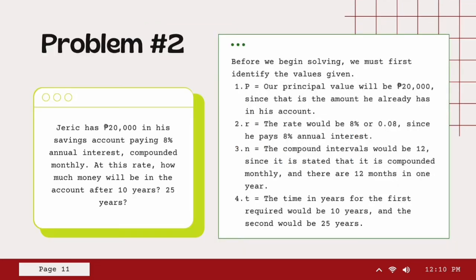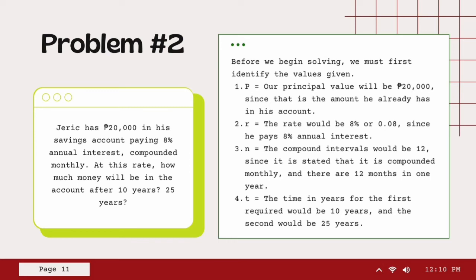Jeric has 20,000 pesos in his savings account, paying 8% annual interest compounded monthly. At this rate, how much money will be in the account after 10 years? 25 years? Before we begin solving, we must first identify the values given. P. Our principal value will be 20,000 pesos, since that is the amount he already has in his account. R. The rate would be 8% or 0.08, since he pays 8% annual interest.